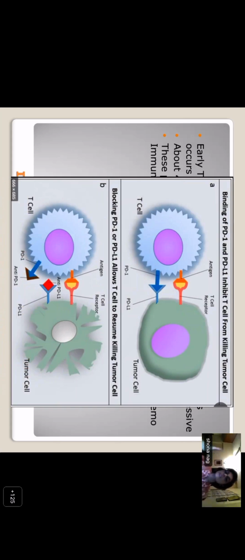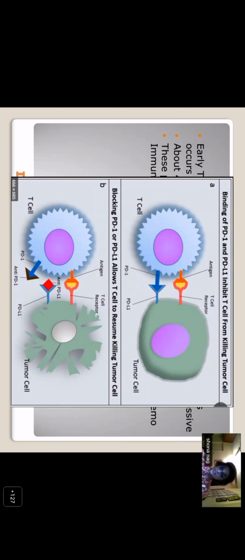PD-1 gets expressed when the T cell is activated. So it rushes towards the tumor cell trying to kill it. But the tumor cell is smart. It wants to hide from the T cell. So it secretes PD-L1, which binds to the T cell, not allowing it to recognize the tumor cell as foreign and not allowing it to kill it.